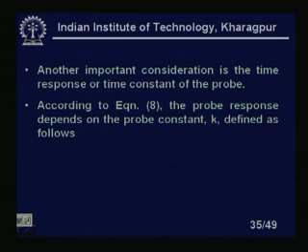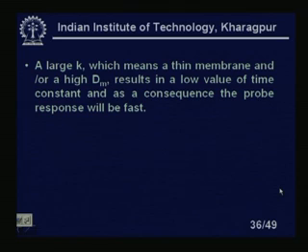These are important parameters of a probe. According to equation 8, the probe response depends on the probe constant k, defined as k equal to pi square into Dm by Tm square, equation number 11. A large k, which means a thin membrane or a high Dm, large diffusivity, results in a low value of time constant, quite obviously.